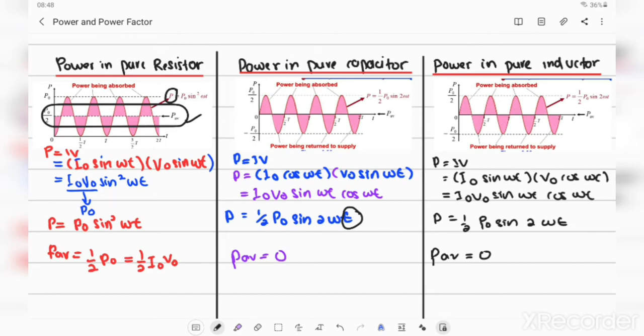From the graph of the power in the pure capacitor, we can see that the power being absorbed and the power being returned to the supply are equal. What does that mean? For the power in a pure capacitor, there is no power loss, because the energy in the capacitor can be stored as an electric field. For example, you can charge the capacitor, then the capacitor discharges and charges back. So the power being absorbed is equal to the power being returned to the supply. So the average power in a pure capacitor is 0.